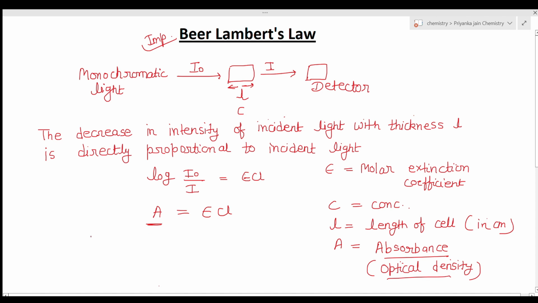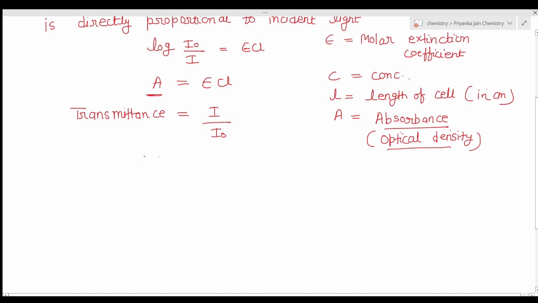Now there is one more term that is used, called transmittance. Transmittance is just the opposite of absorbance. In absorbance, we are seeing the absorbed light; in transmittance, we are seeing the transmitted light. So the transmittance is the intensity of the transmitted light divided by the intensity of the initial light, and it is denoted by T. This is the second equation that you are seeing. These equations are very important.